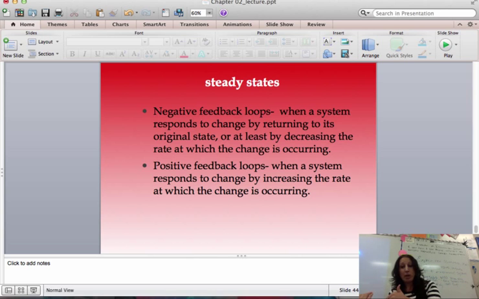Whereas the positive feedback loop is when the change keeps increasing. This flight has departed. Please enjoy your flight.